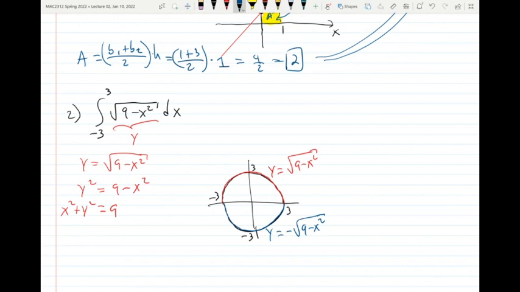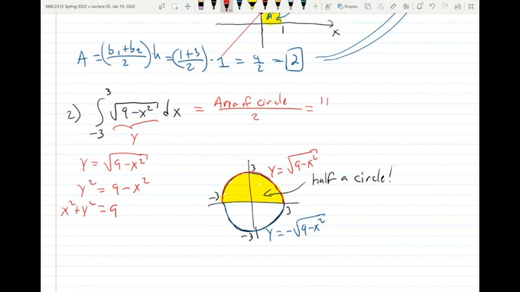So what we are interested in is this part right here. This is what we want. And we recognize this as half a circle. So this is going to be equal to the area of the circle divided by 2. What's the area of a circle? What's the formula? It's pi r squared. What's the radius?